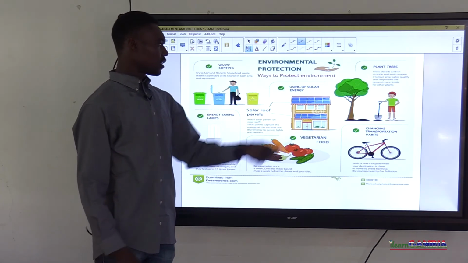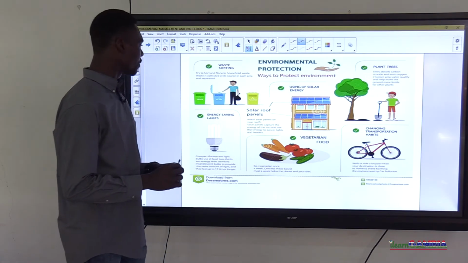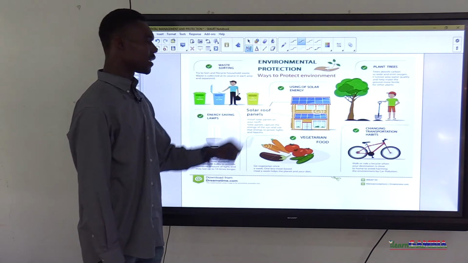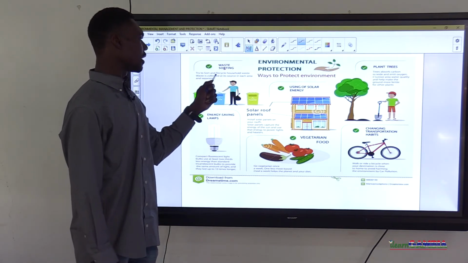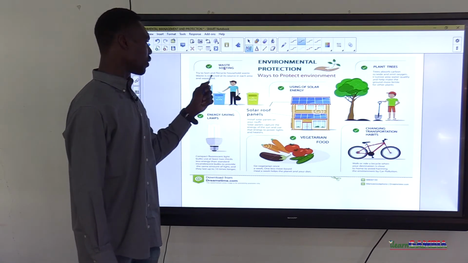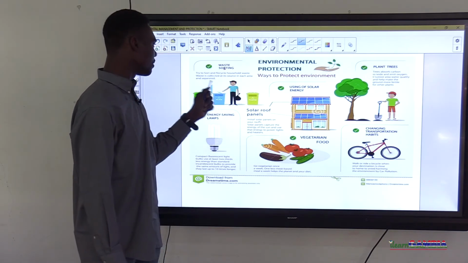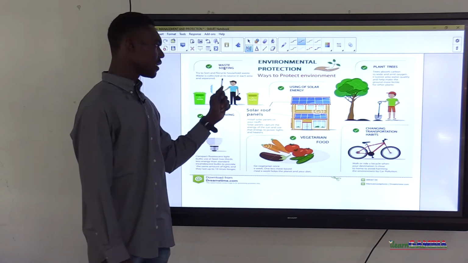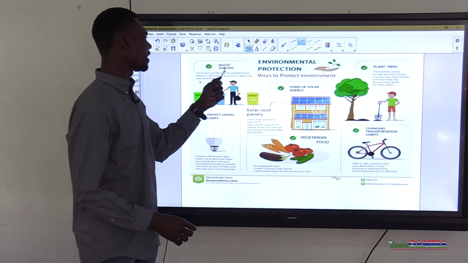So environmental protection, or say again, ways to protect the environment, still talking of that. Point 1 here says waste sorting. Try to sort and recycle household waste. Waste is collected at its source in each area and separated. That is called waste sorting.